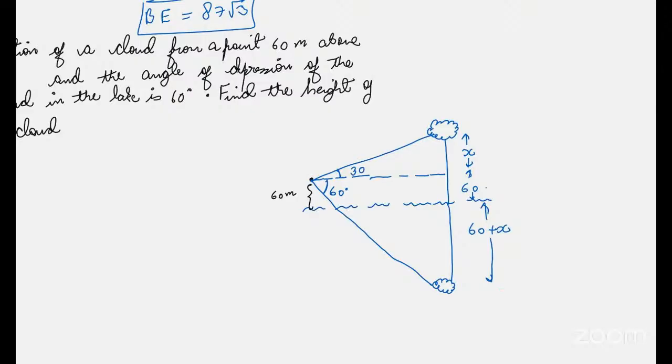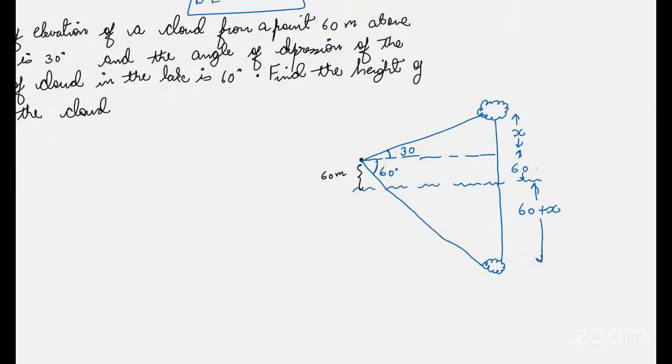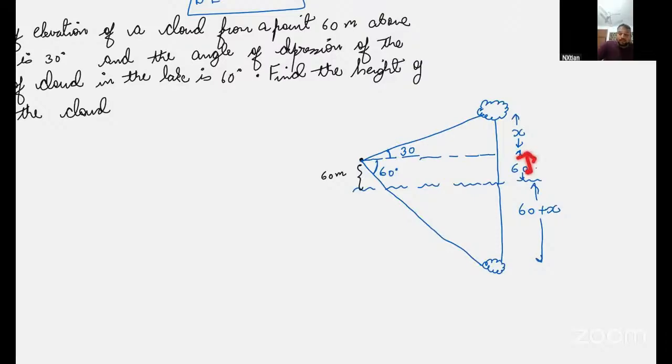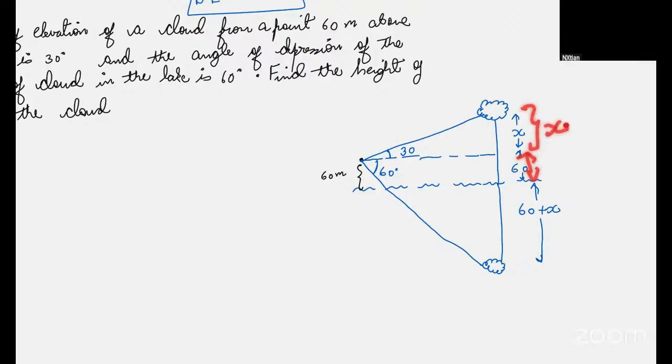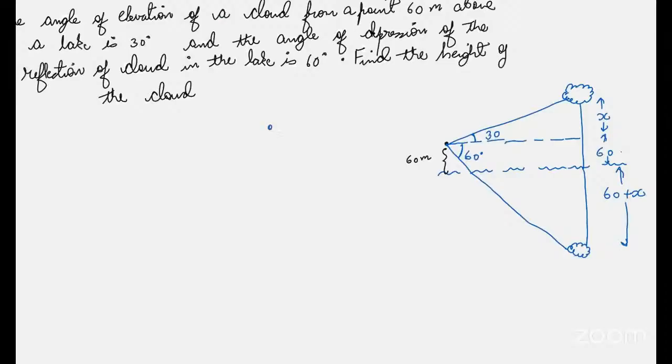Sir, I didn't understand the x. x is the height above the 60 meters to the cloud. Yes, sir, x height understood, which is above the 60 meters to the cloud. We have to find the height of the cloud, means we have to find the 60 plus x value. Simple as that. Now I will write it down in a normal way. Gitika, did you get it? Yes, sir.